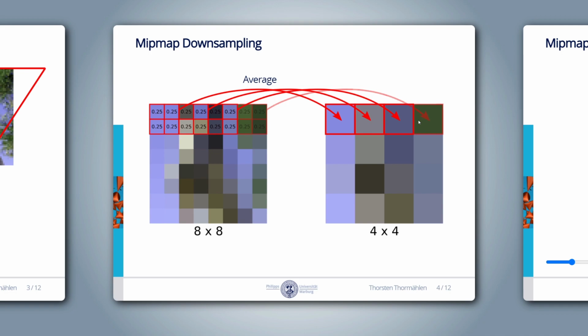From a signal processing point of view, using a simple average corresponds to a box filter, which is only a poor low-pass filter, but it is fast to compute. If you are not happy with the mipmap levels that OpenGL generates by default, you can also provide a custom image for each level of the mipmap.